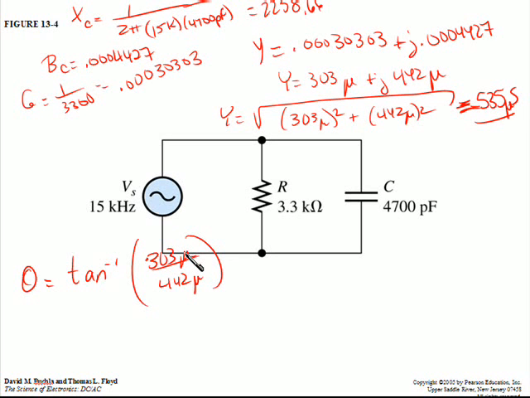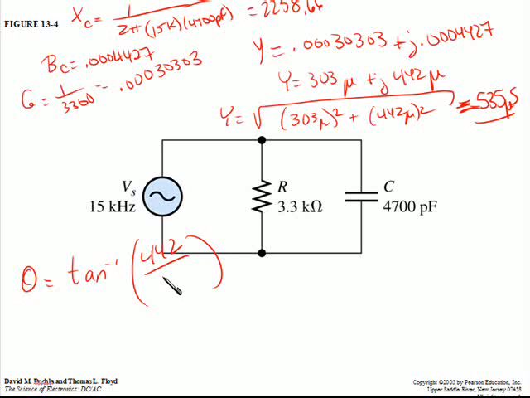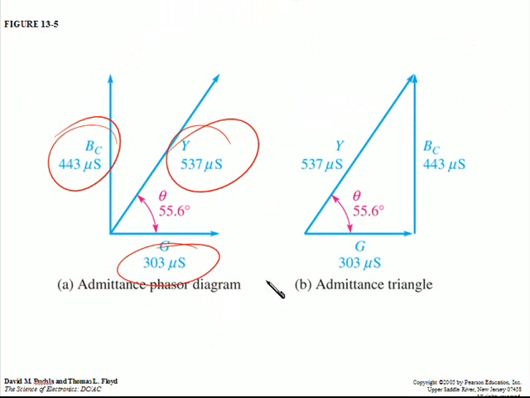So it's the inverse tangent of 442 divided by 303. That comes out to 55.56 degrees. And there's our angle right there.